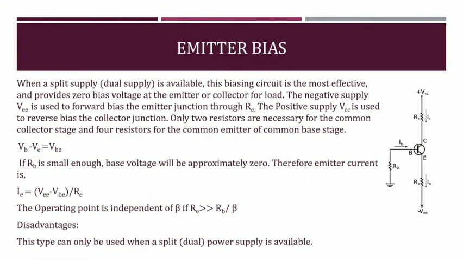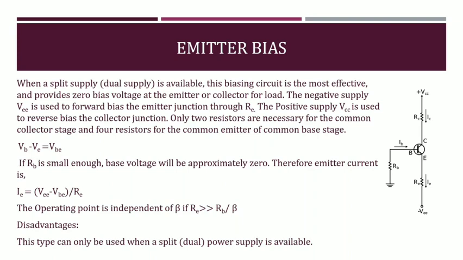When a split supply is available, split supply means dual supply, this biasing circuit is the most effective and provides zero bias voltage at the emitter or collector for load. The negative supply VEE is used to forward bias the emitter junction through RE. The positive supply VCC is used to reverse bias the collector junction. Only 2 resistors are necessary for the common collector stage and 4 resistors for the common emitter or common base stage.